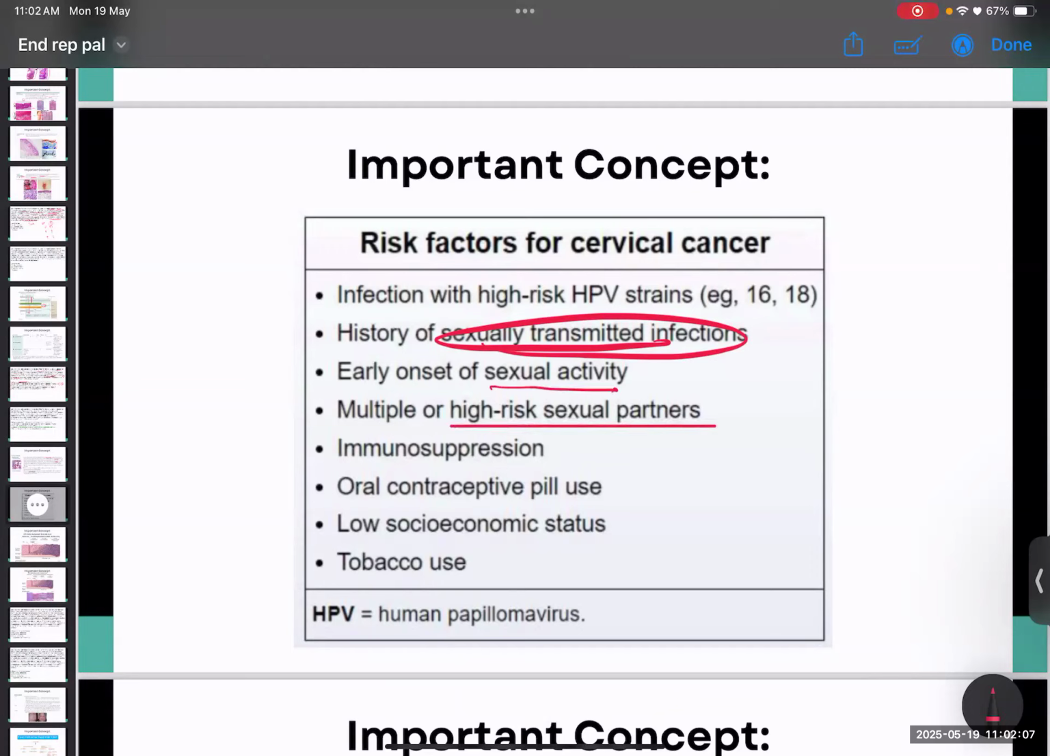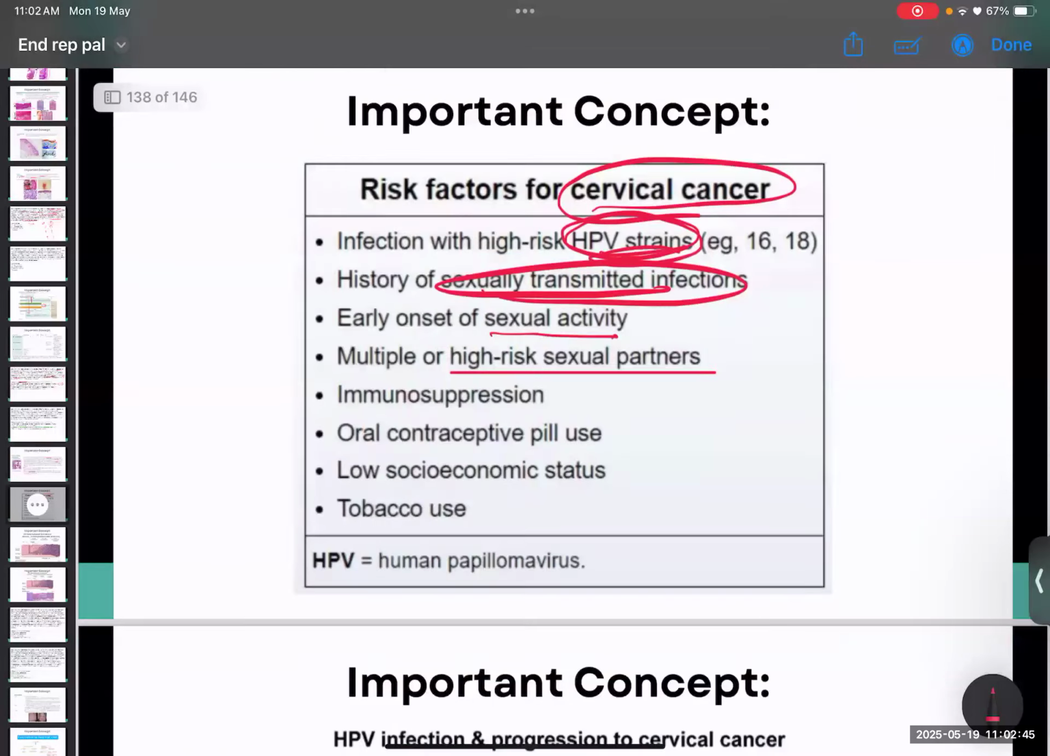If you're not using barrier protection, you could develop cervical cancer. Other risk factors are immunosuppression, OCP use, low socioeconomic status, and tobacco use. Right now, we do have vaccines for HPV, not for cervical cancer itself, but for HPV strains, and it's very much encouraged for all of us to get vaccinated against the HPV strains because you're kind of preventing cancer. In that sense it's a preventable cancer because you have a vaccine for it. So everyone's very much encouraged to get HPV vaccines either way.